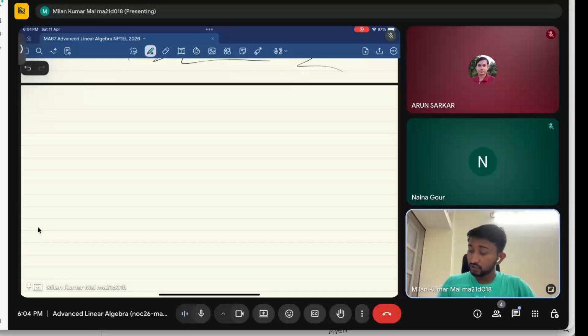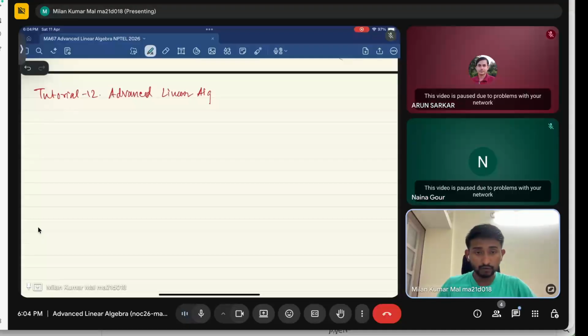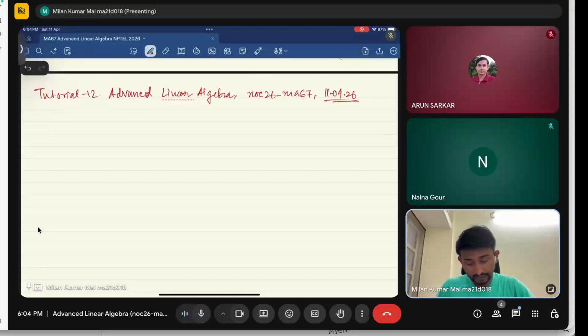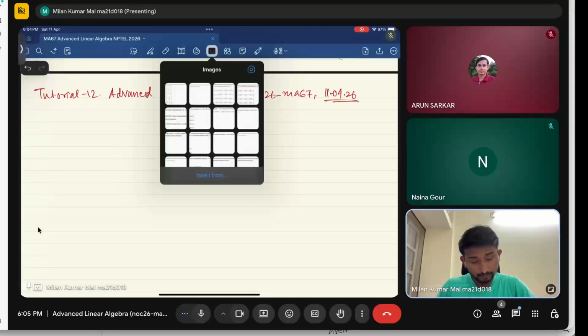As in the previous tutorial, today I will also start with some problems, and according to those problems, I will try to discuss whatever extra theorems or extra arguments are needed. So let's start with the problem and see what it says.